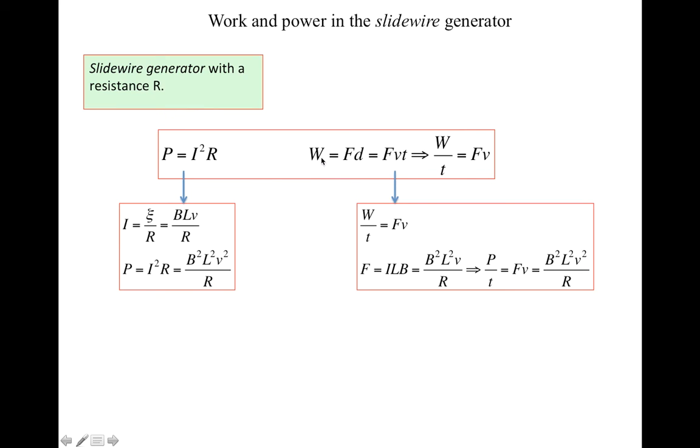Or equivalently, you can say that the work is equal to FD, and D is equal to VT, and you can put that the power is equal to W over T. So power is equal to W over T, which is equal to FV, and then F, you have it, and you just multiply by V and you get that, and that's the end of it.